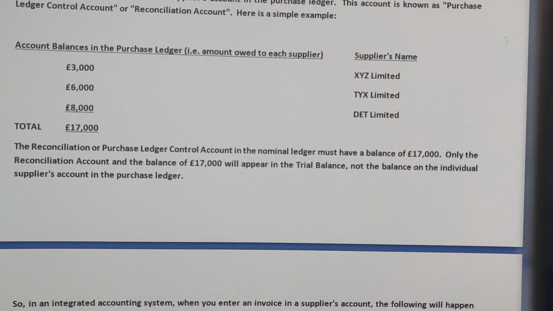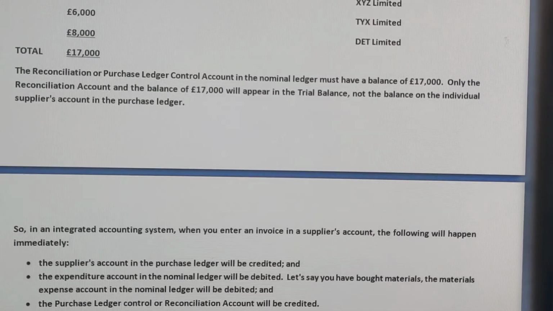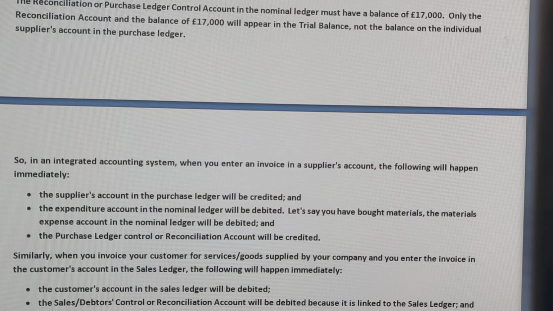But only the balance on the reconciliation account will appear on your trial balance, not the individual accounts in the purchase ledger. So in an integrated accounting system, when you enter an invoice in a supplier's account, the following will happen straight away, immediately. The supplier's account in the purchase ledger will be credited. The expenditure account in the nominal ledger will be debited.